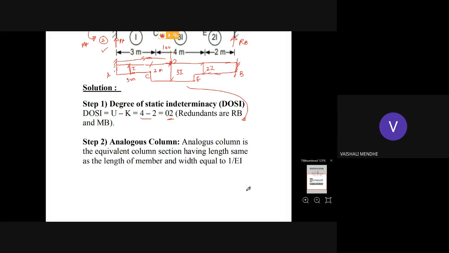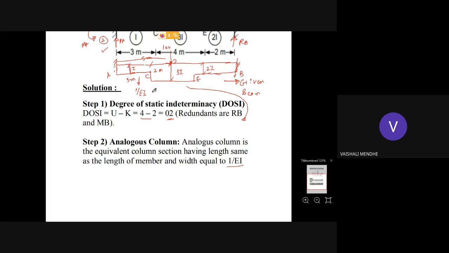So this is the given beam, and now we have to replace this given beam with the analogous column section. The analogous column section is a 1 by EI diagram, keep this in mind. The length will be the same, the full 9 meter, but the width from A to C, which is I in the given beam, will become 1 by EI, exactly opposite to it. So this width becomes 1 by EI.